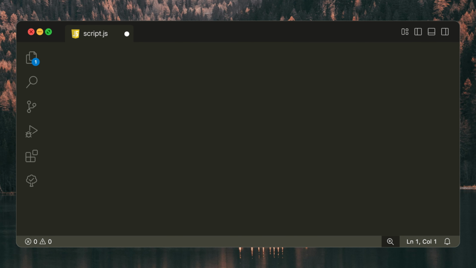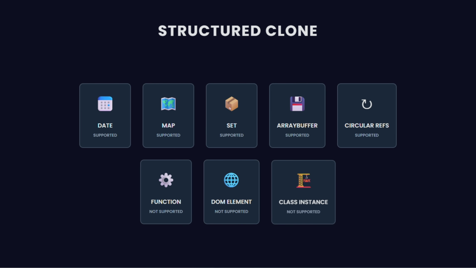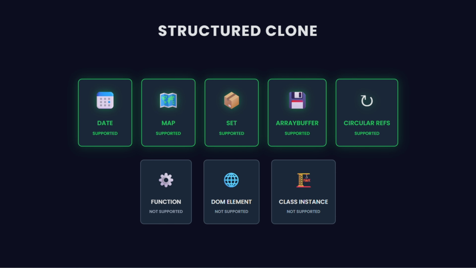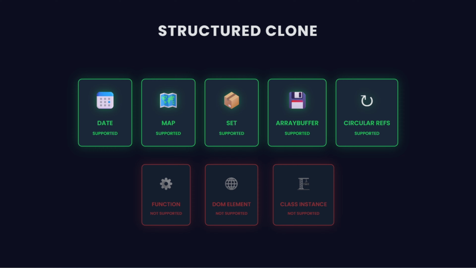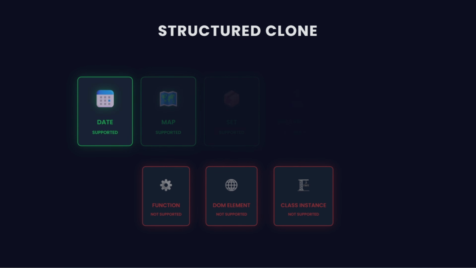In modern JavaScript, there is also a native method called structuredClone. This method is now available in most modern browsers and Node.js environments. It is a built-in way to deeply clone objects, and it offers great performance and support for many advanced types. StructuredClone supports date, map, set, array buffer, and even handles circular references. However, it still does not support functions, DOM elements, or class instances. Despite that, for many applications that deal primarily with data rather than behavior, structuredClone is a fast and reliable choice.